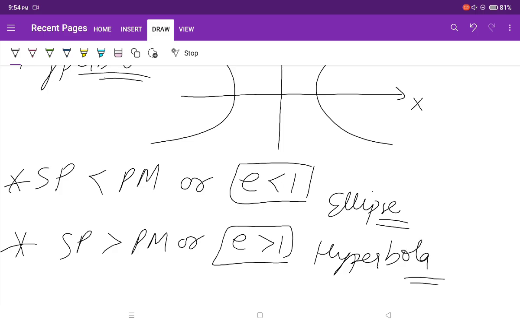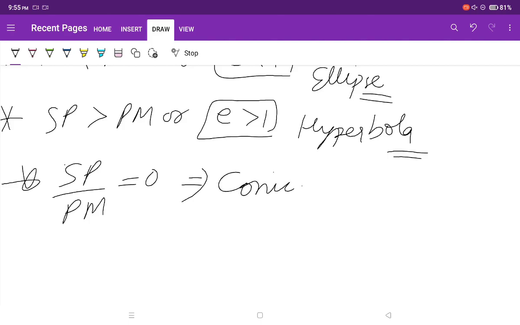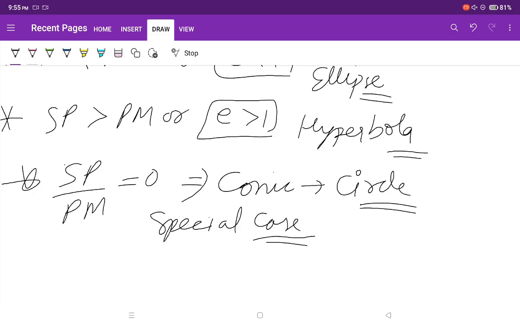hyperbola. Alright. Now we will have another great case, that is if SP by PM equals 0, which implies that the conic will be a circle. This is a special case.